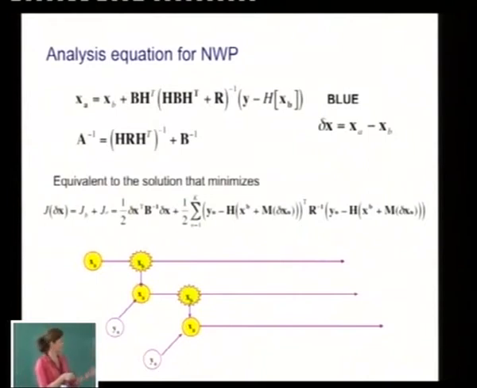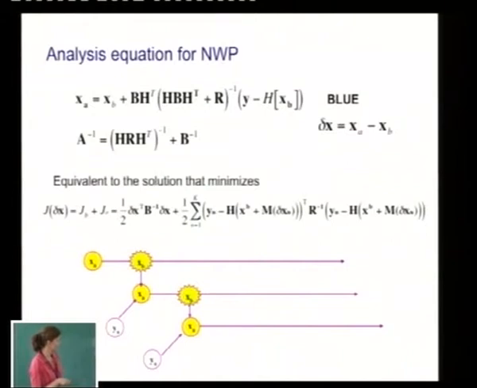So I will explain briefly how this is really done in the NWP framework. This solution is equivalent to minimizing this cost function. This is really a quadratic function, and here you have the analysis increment, this is XA minus XB, transpose background error covariance matrix. This is what we call the background term of the cost function, and this is the observation term of the cost function.